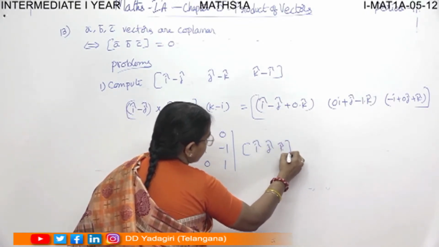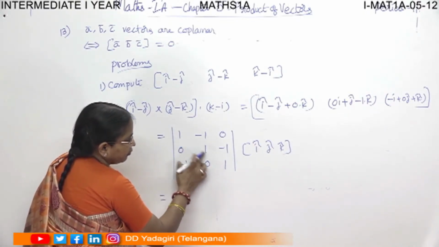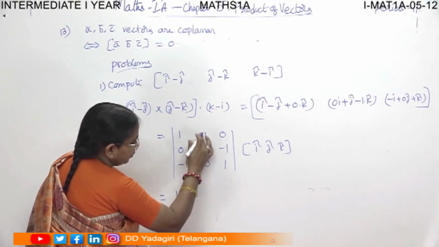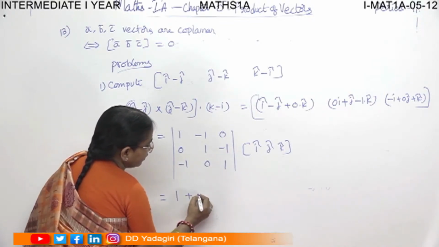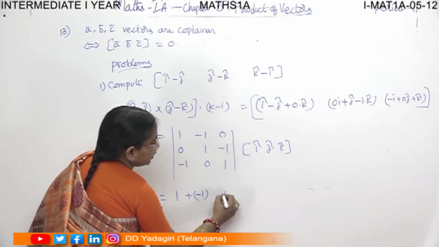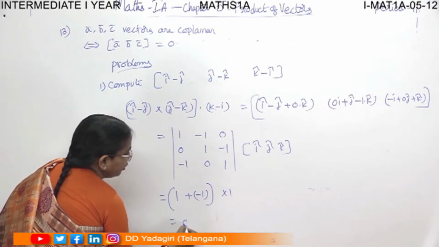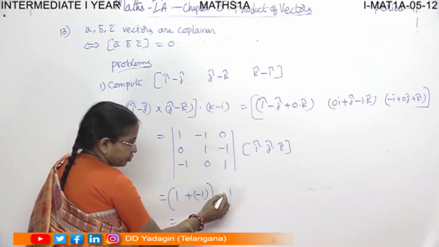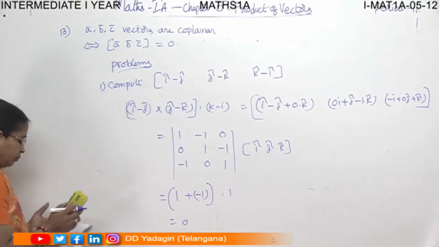So now find the determinant. It is 1 into (1 minus 1), minus the next term, plus the last term, with the row deleted, and the value is 1 minus 1, which is 0. Box IJK value is 1, so it is into 1. So it is equal to 0. Like this we do the problem.